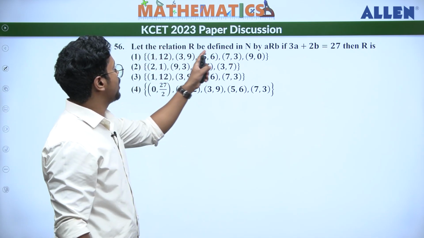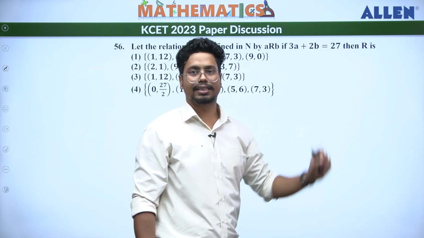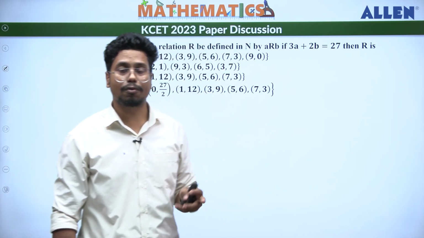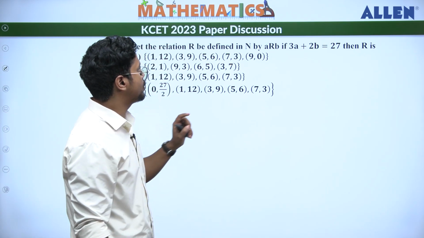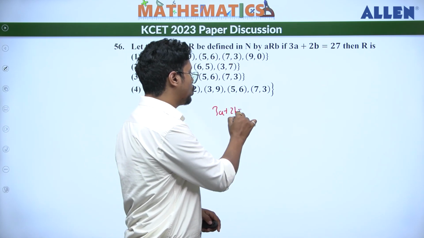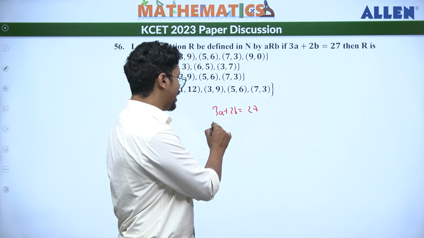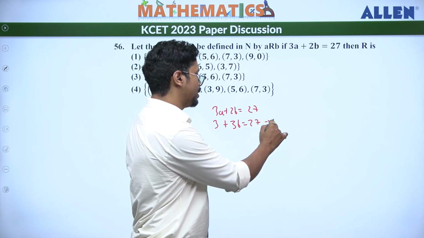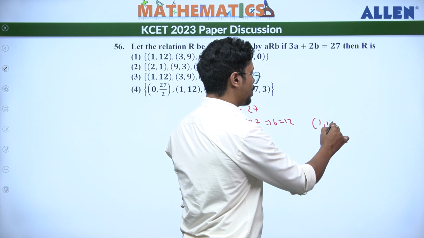Now let the relation be defined by n, where a is related to b if 3a plus 2b is 27. So here you have to understand, all of you, a and b are natural numbers. Okay, now which of the options will satisfy this, we will try to see. First of all, without the options, 3a plus 2b is equal to 27. The first natural number that comes into my mind is 1. Put a equal to 1, so you will get 3 plus 2b equal to 27. So b is equal to how much? 12. So one solution will be (1, 12).